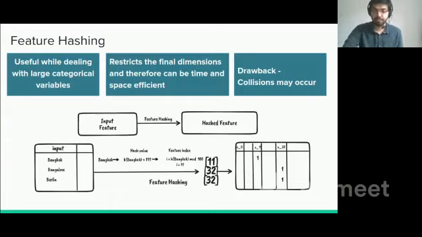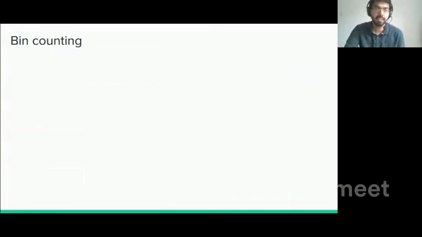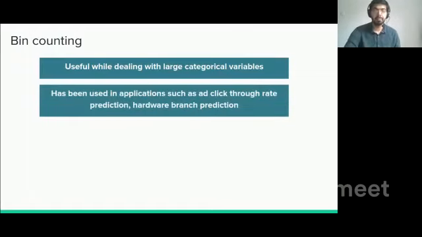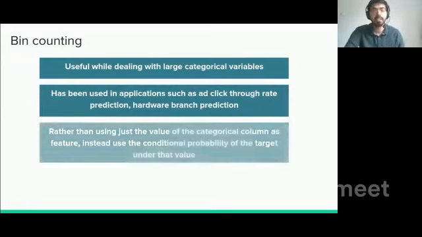I have another 5 minutes and I will quickly take you through bin counting. I'm not going to explain this concept in detail here today because it is slightly more complicated, but I will tell you what it is. It is useful again when dealing with large categorical variables. It has been used in applications such as ad click-through rate prediction, hardware branch prediction, etc.